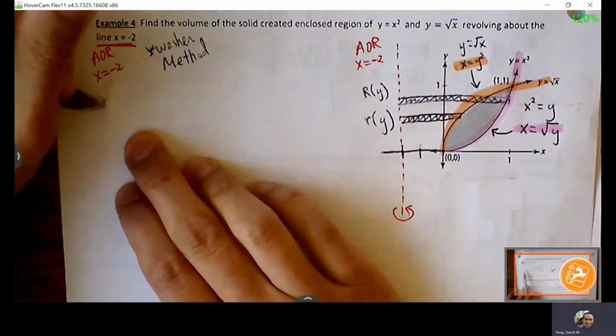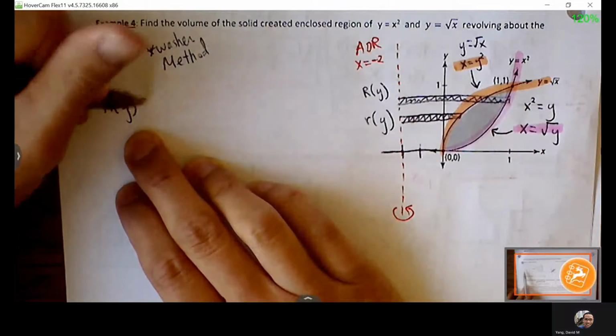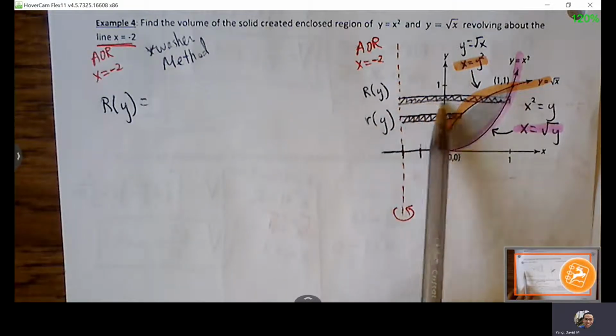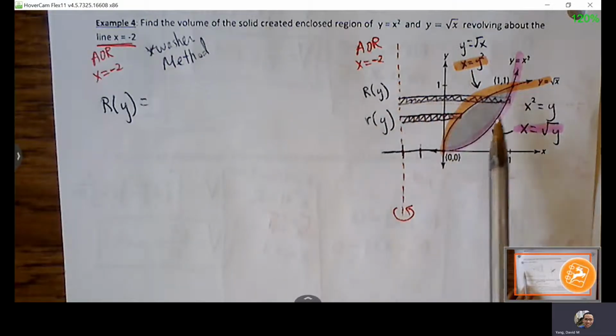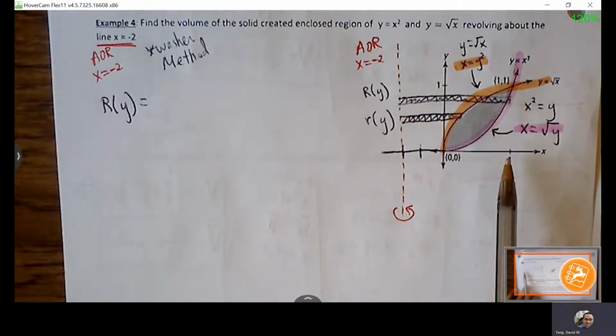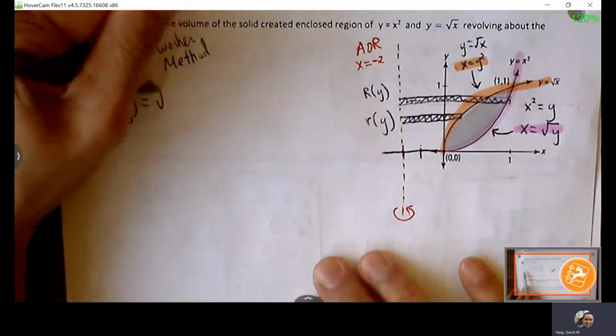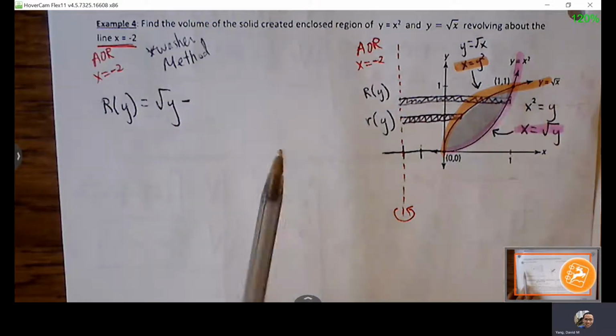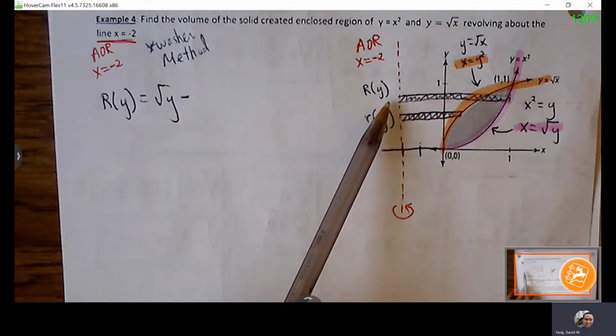All right, let's build our two radius here. Start with big radius, that's a longer one. Let's look at the right endpoint. Right minus left, what is the right endpoint of big radius touching? Which graph? Root y, okay, start with that. Minus, what is the left endpoint of big radius touching?